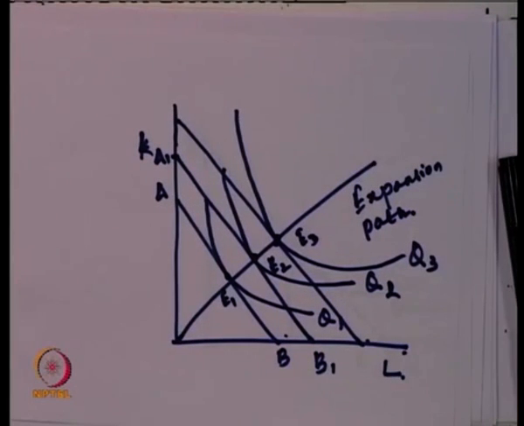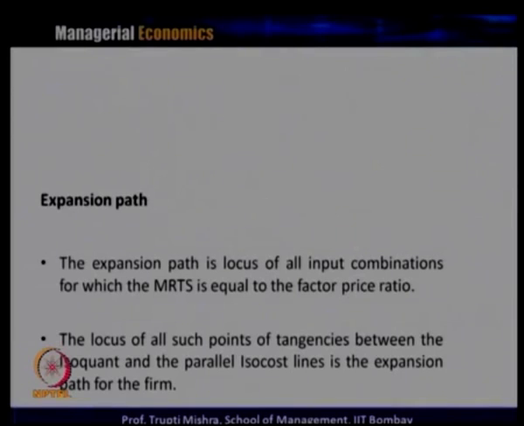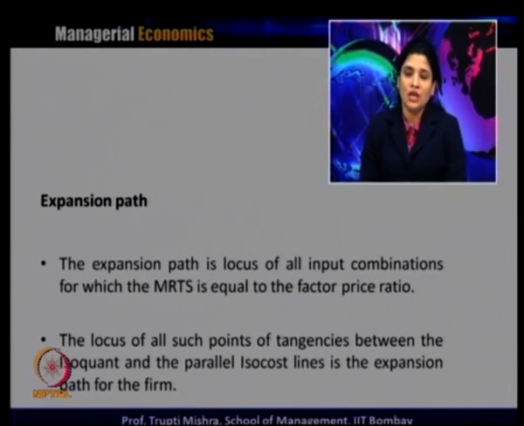So, expansion path is the locus of all input combinations for which the marginal rate of technical substitution is equal to the factor price ratio. If you look at the graph, at each point the slopes are in equilibrium, there is equality in the slope, which also implies that the marginal rate of technical substitution is the slope of the isoquant and the factor price ratio is the slope of the isocost. The locus of all such points of tangency between the isoquant and the parallel isocost line is the expansion path for the firm.